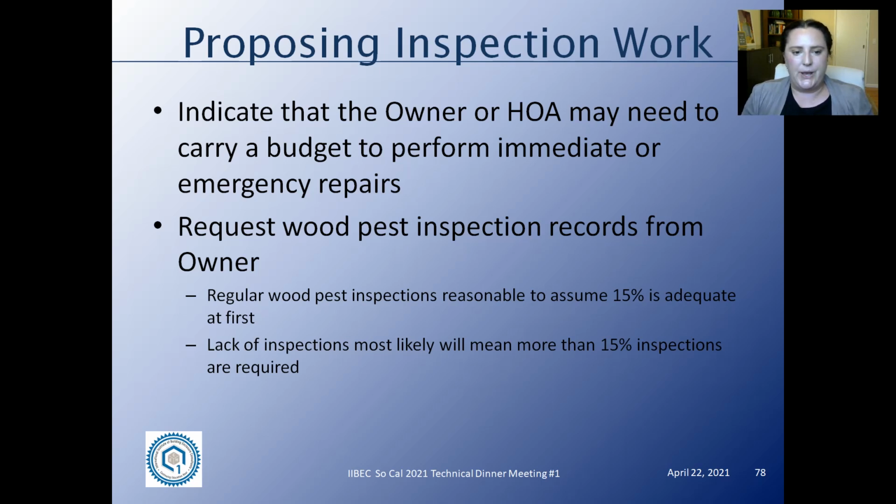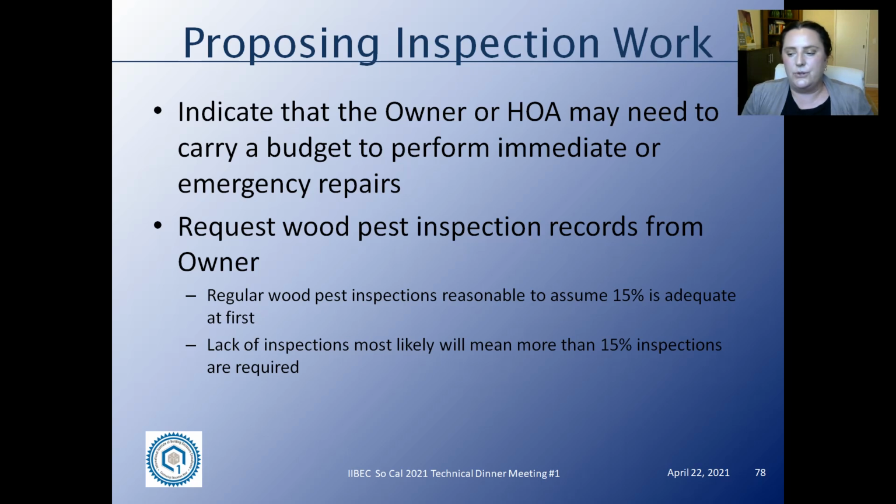I would also request the wood pest inspection records from the owner. If the owner has been doing regular wood pest inspections, then I think it's reasonable to assume that you're only going to need the 15% minimum requirement for inspection. The wood pest inspectors catch a lot of these issues. They catch a lot of the wood pest and also dry rot issues that happen on a building.